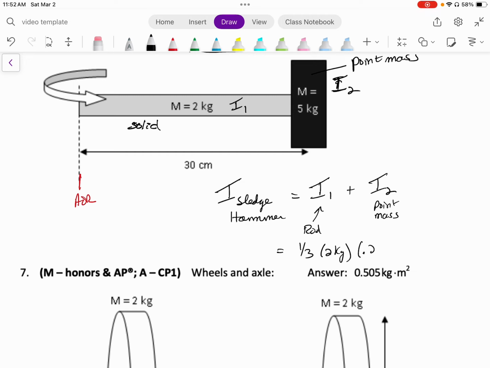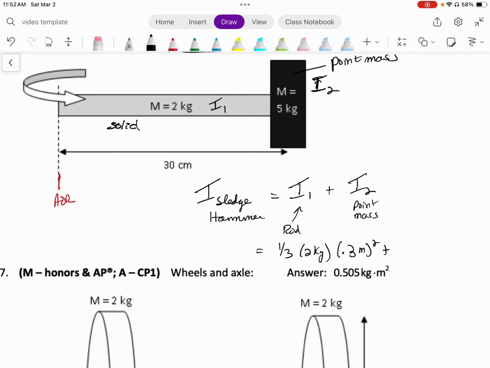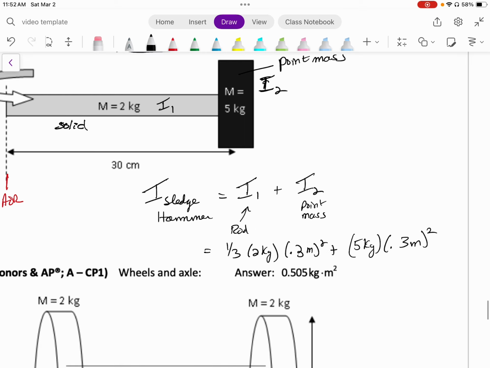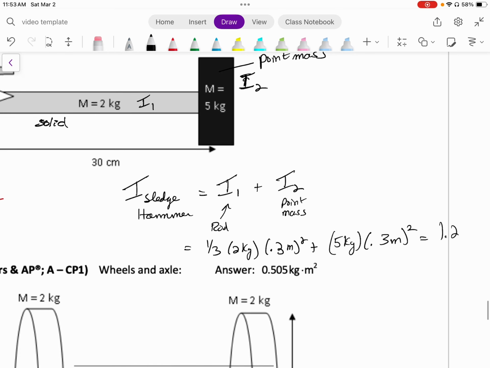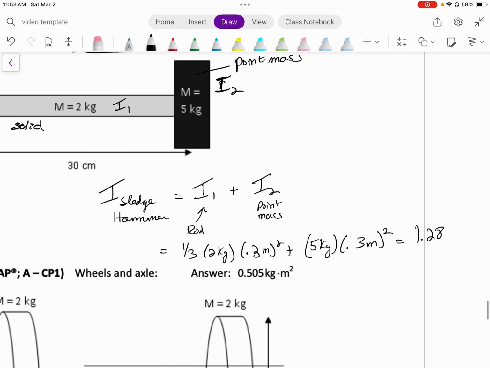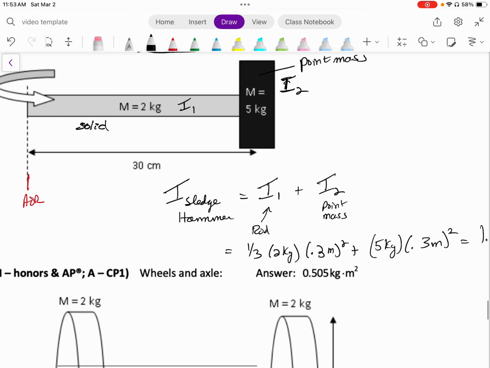The length is 0.3 meters. I'm going to square it. And now I have a point mass at the end, and again, what's a point mass? That's mr squared. So that's 5 kilograms times how far away from the axis of rotation is that? We have to assume that's 3 meters. And we will square it, and we will find that value to equal 1.28. We estimated it to be 1.28 kilograms meters squared. We do that a lot in engineering.